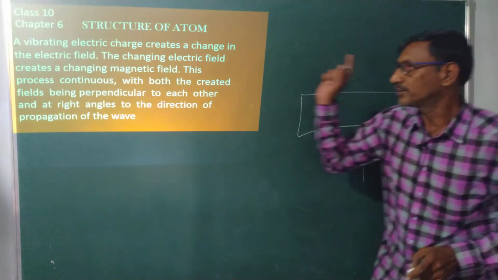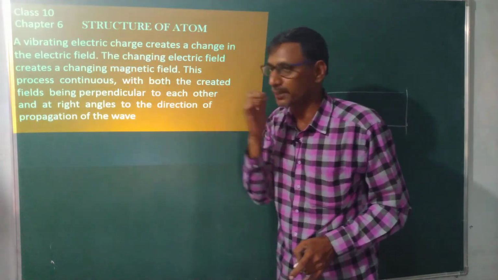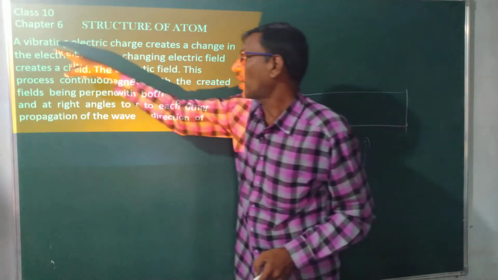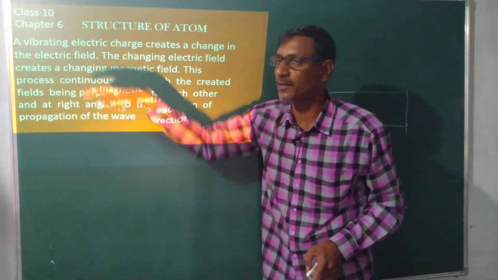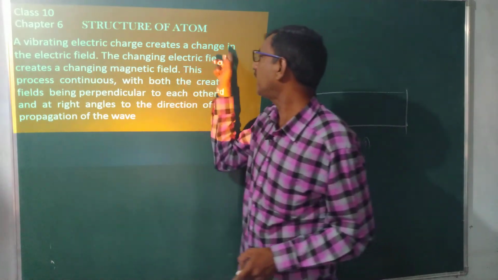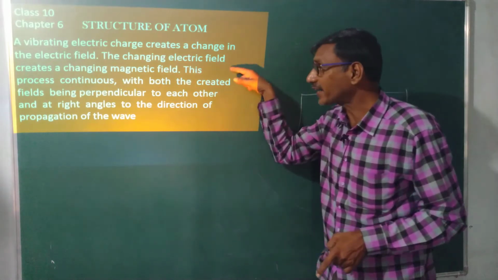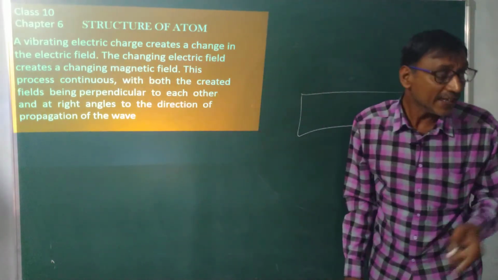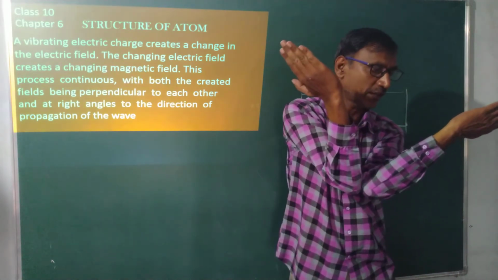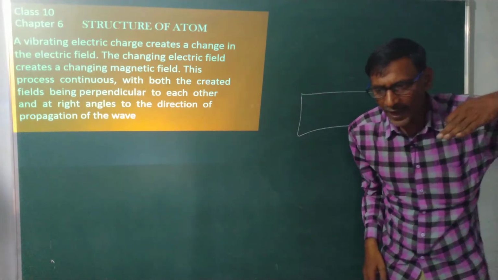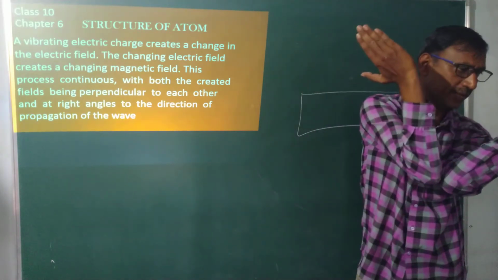See here, a vibrating electric charge creates a change in the electric field. The change in the electric field creates a change in the magnetic field. But both the fields are perpendicular to each other. That is very, very important. And the wave is traveling perpendicular to these two fields.